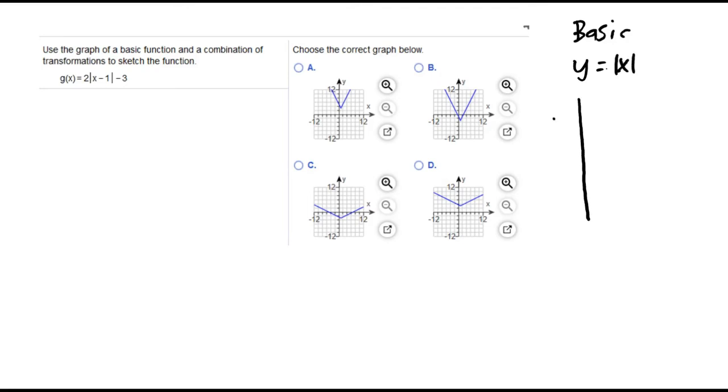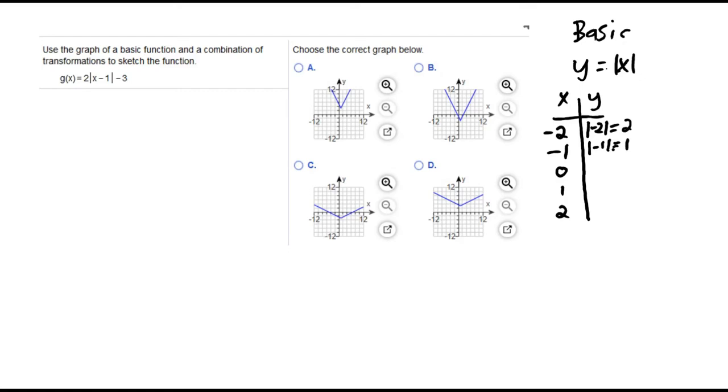I'm going to make a chart of x's and y's. I'll choose my x's to be -2, -1, 0, 1, and 2. This is just a standard set of points that I always choose to make sure I get a few negatives, a few positives, and 0. I'm going to substitute these values into the absolute value of x. Absolute value of -2 is +2. Absolute value is distance from 0, so that distance is always going to come out positive or 0.